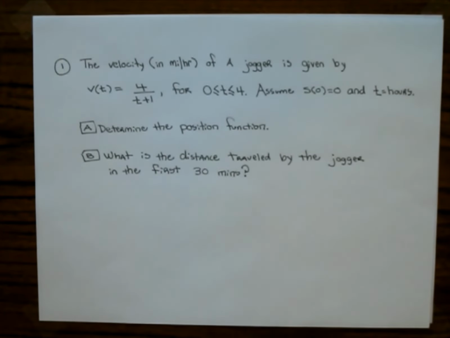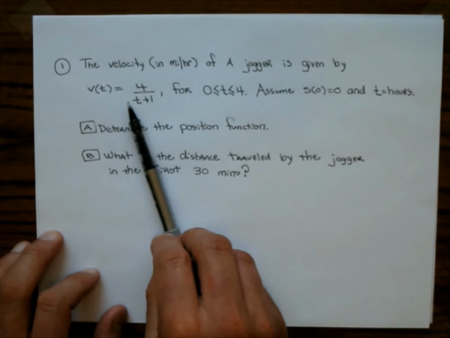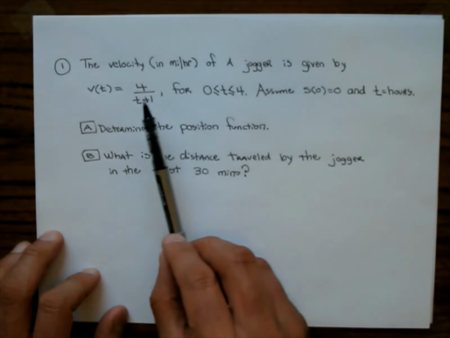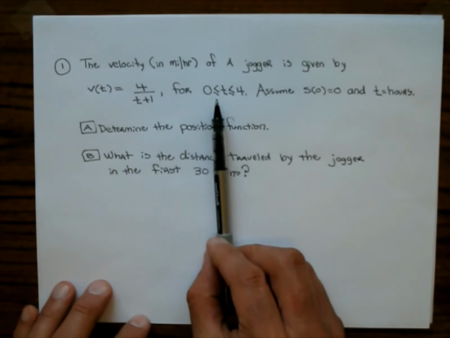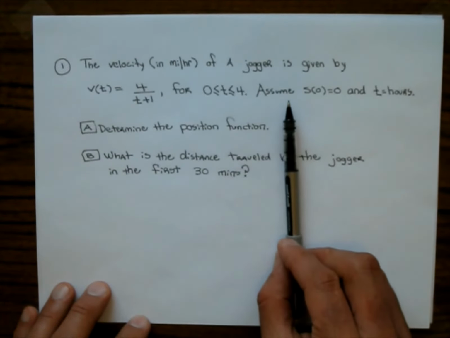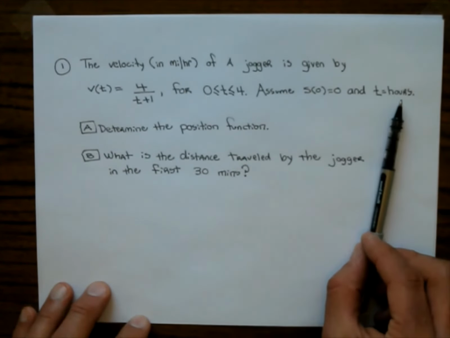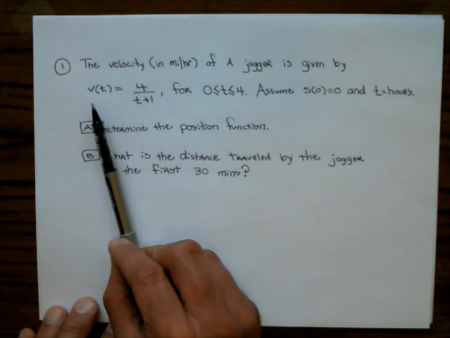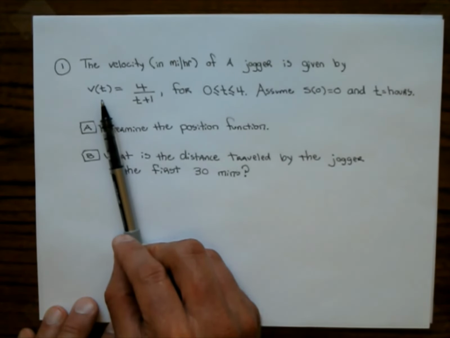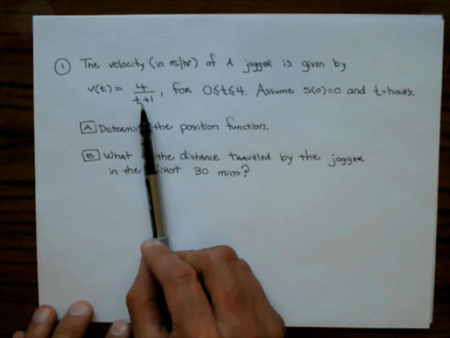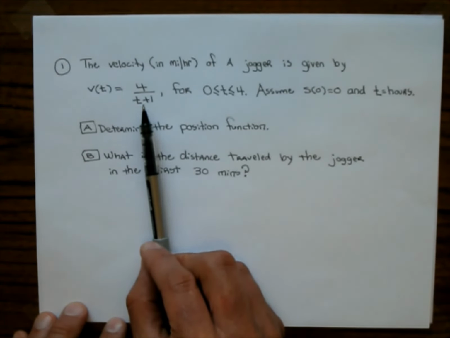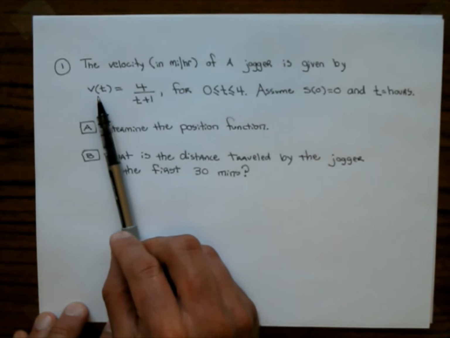And they look kind of like your homework problems. The velocity in miles per hour of a jogger is given by this velocity function for t between 0 and 4. Assume s of 0 is 0 and t is hours. The first thing to realize is this jogger, right when they begin, is going 4 miles per hour, which is pretty good.